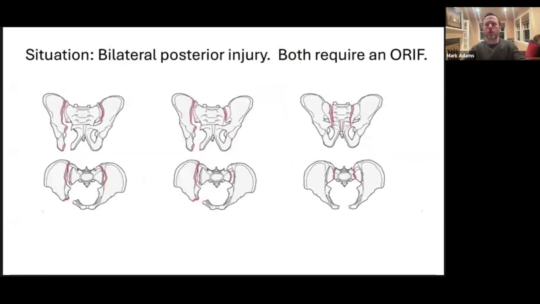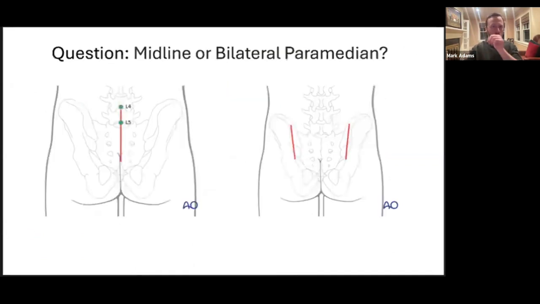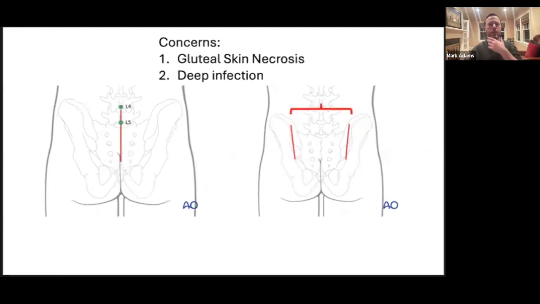So here's the situation. We have bilateral injury, and both require an open reduction for fixation. So both sides require an open reduction. And so the question is, for the approach now, do we choose midline or bilateral paramedian approaches? And what's at stake, what we're trying to avoid, the concerns are skin necrosis in between those two paramedian incisions, as well as a deep infection.